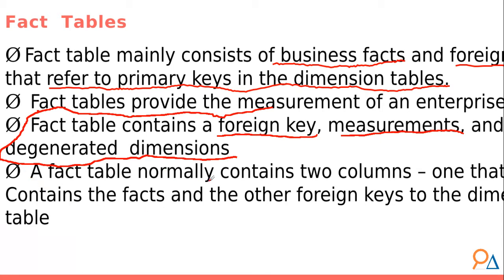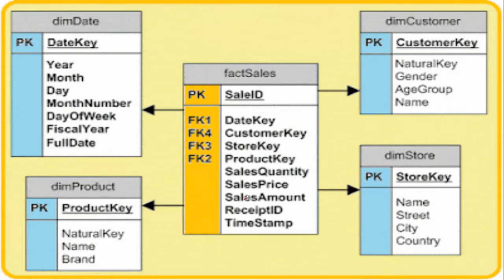Now, a fact table normally contains two columns. It contains these two columns, as I've shown you. One contains the facts, and another contains the foreign key of the dimension table. Let's just draw. It contains two columns here, right? One column contains facts, and another one contains the foreign keys of the dimension table, like that. Now here, that's an example.